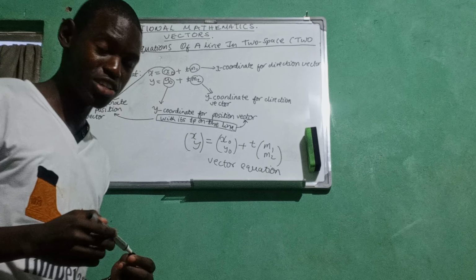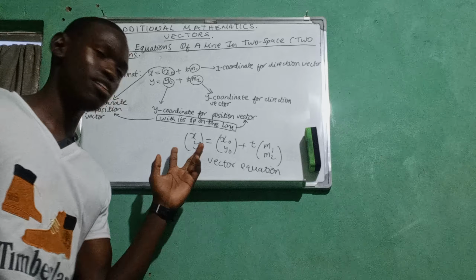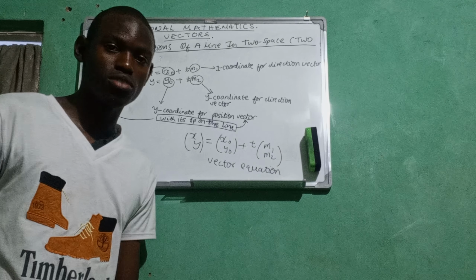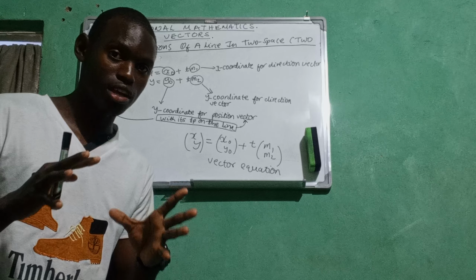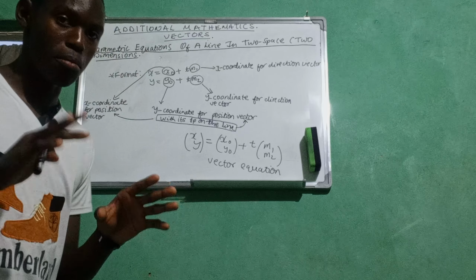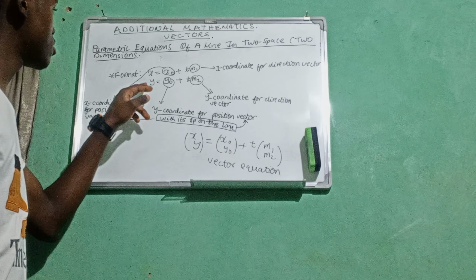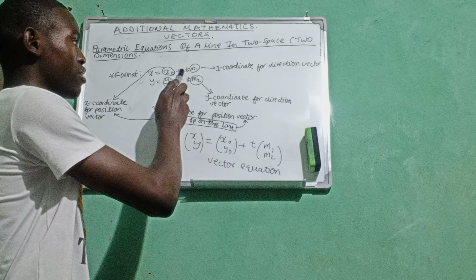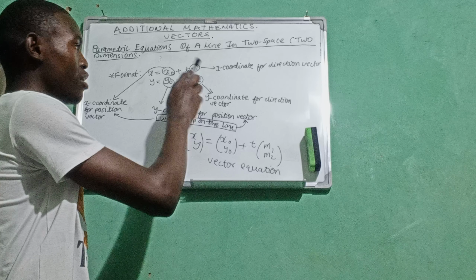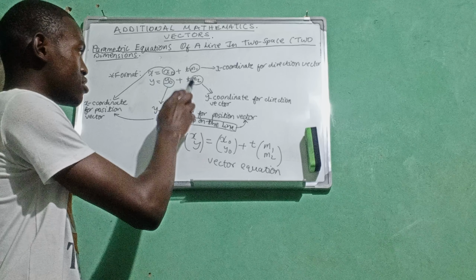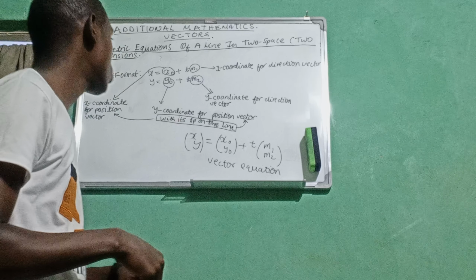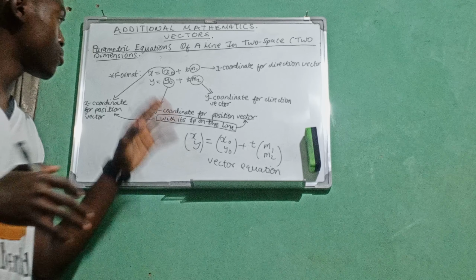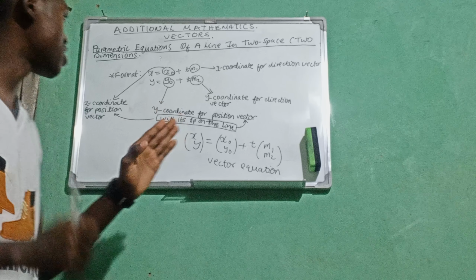Now this vector equation, it had these brackets. That's the difference between a parametric equation and a vector equation. You check the brackets. So here you can see that there are no brackets. We just have x is equal to x naught plus t multiplied by m1. Y is equal to y naught plus t multiplied by m2. So this format is for a parametric equation.